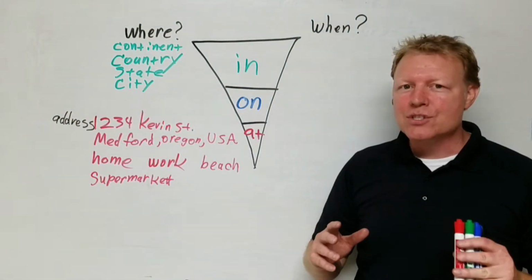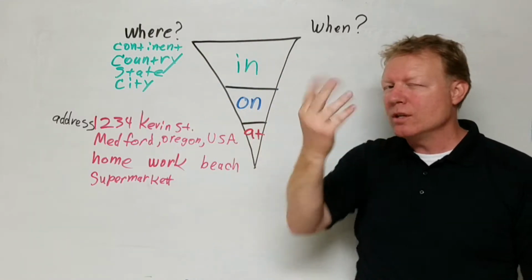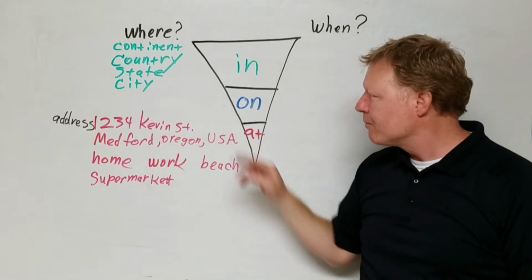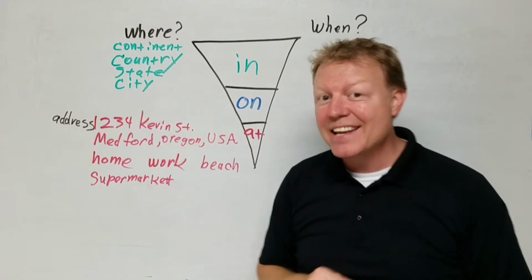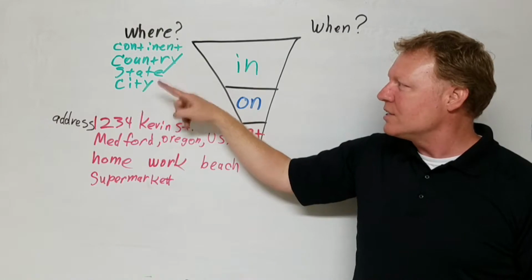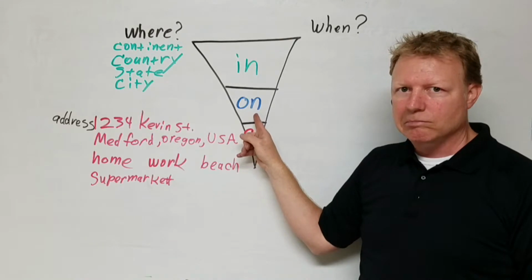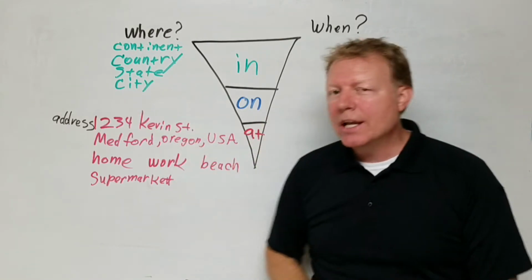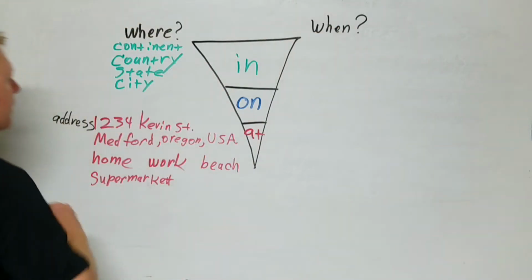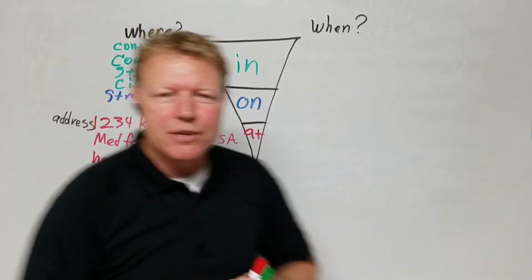So let's do a little practice, okay? Oh, wait, we forgot on. So let's think. Big places, in. Very specific places, at. What's in the middle? This is an interesting one. Check it out. I'm in North America, in the United States, in Oregon, in Medford, on... But this is very specific. Check it out. We're only on a street. Isn't that weird? We can be on a specific street.